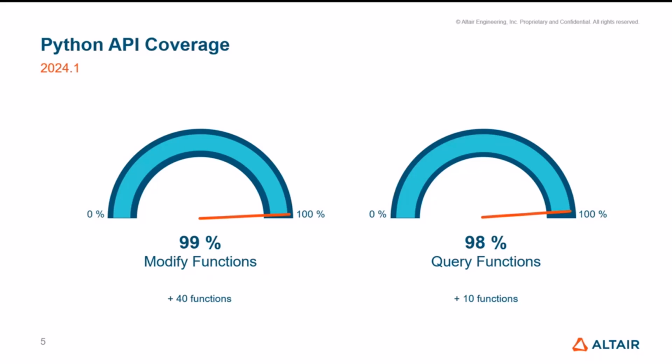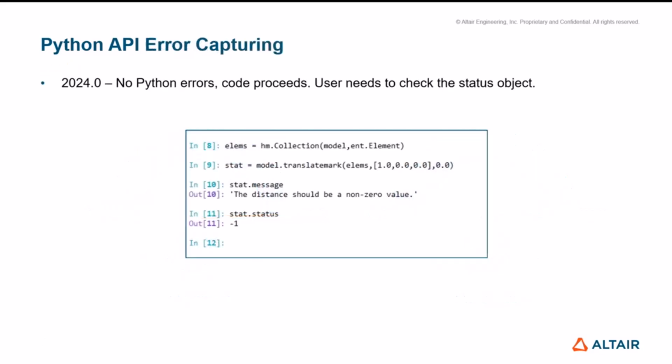Besides the coverage, which hopefully meets your expectations at this point, we also addressed the behavior with errors. So this is another thing I wanted to bring up today. In 2024.0, if you run a command, here I'm using my favorite translate mark example, and if you run it incorrectly, so here I put a 0 value for the magnitude, this triggers an error in core, but you see in the console, there's no Python error. So if you put something like this in your script, you run the script, the code would proceed. No errors would actually be triggered.